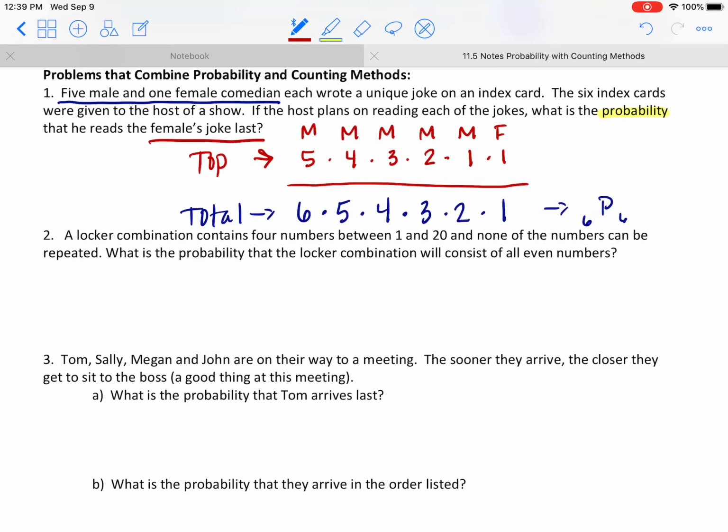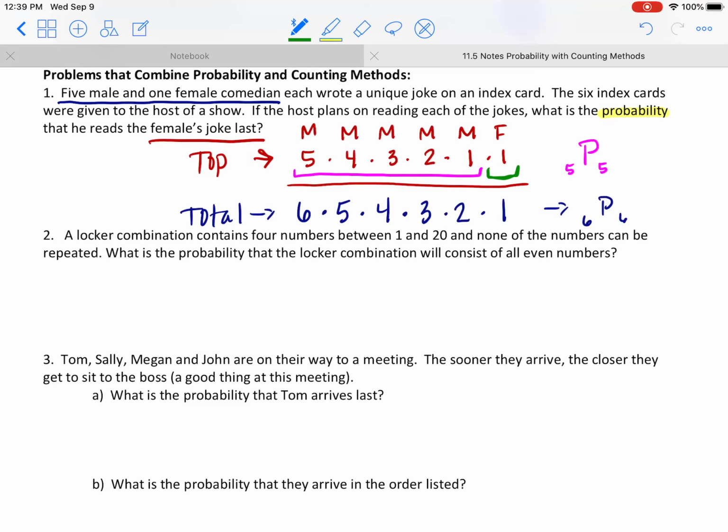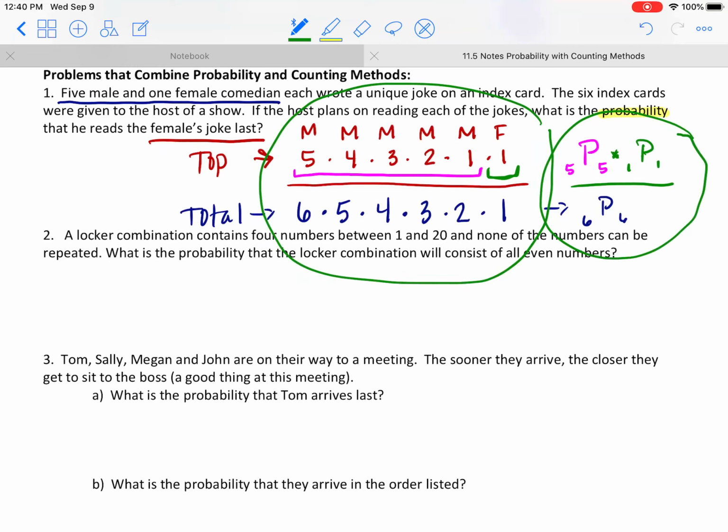Now what's happened on the top of the fraction is 2 separate permutations. So first, this permutation, right, that was a permutation where we were arranging 5 of the 5 male jokes, and then this was a separate permutation right here. We're just arranging 1 of the 1 female's jokes. And if we have multiple things happening on the top, the counting principle says we could multiply those 2 and make a fraction there. So we have the counting principle option here, and then we have the permutation formula option here. Okay, 2 different ways to go about this problem.